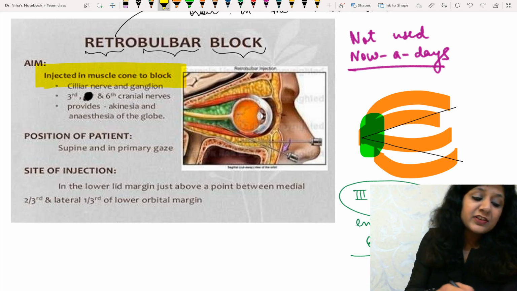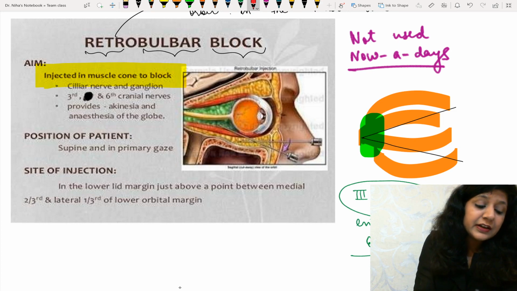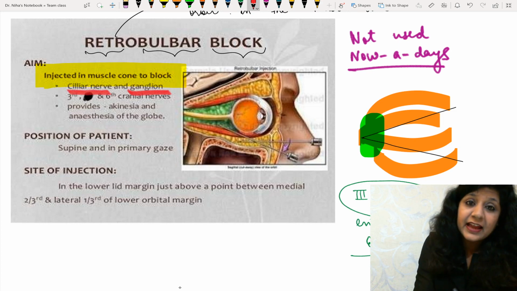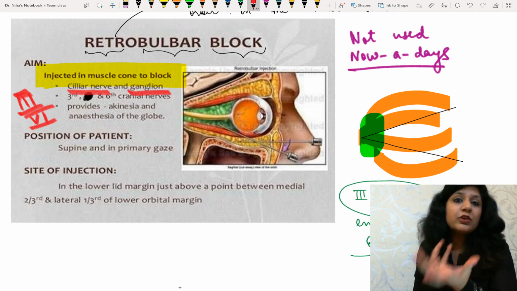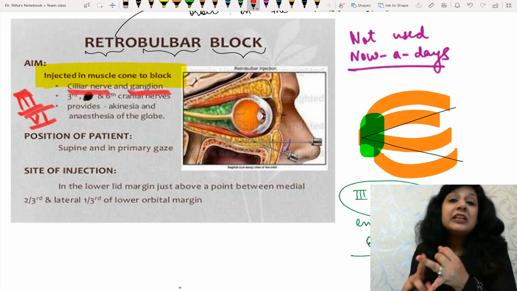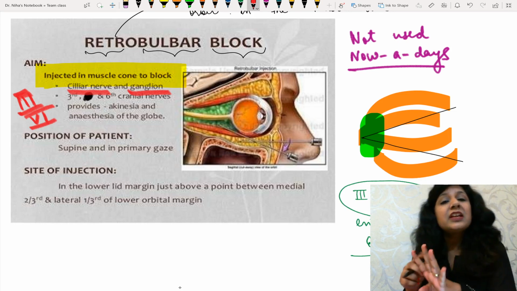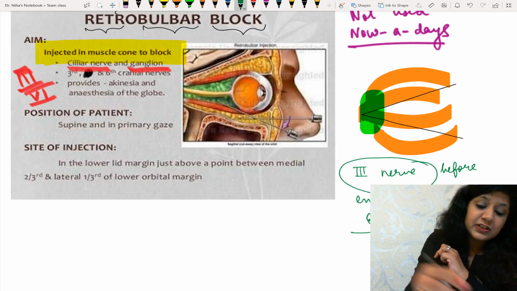Now look at the structures which we are actually attacking. We are blocking the ciliary nerve, the ciliary ganglion, the third nerve. We are also paralyzing the third nerve and sixth nerve. Now can you see one nerve is absent here, the fourth nerve. We are not talking about the fourth nerve. I am saying that we will be blocking the ciliary nerve, ciliary ganglion, third nerve, sixth nerve.